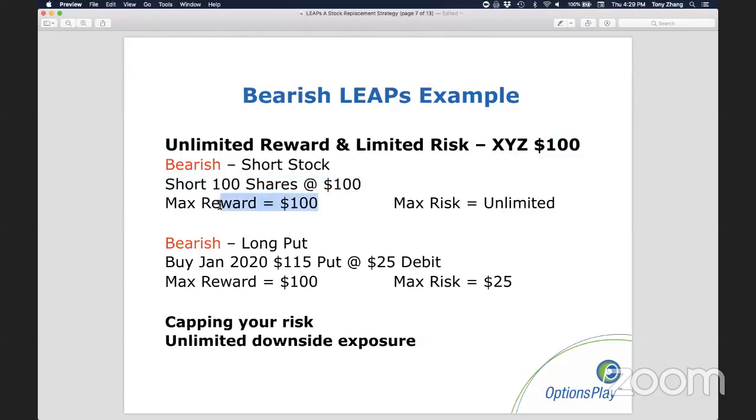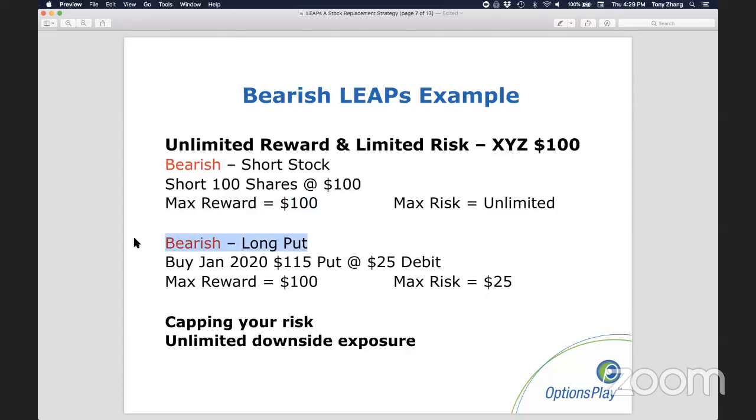Your max reward here is $100 because if the stock goes all the way to zero, you're going to realize all of that profit. You've collected $100, you pay zero to buy it back when it goes to zero. So your max reward is 100. However, when you're shorting a stock, your max risk is unlimited. This is really one of the reasons why we generally don't tell users to short stock, especially if you're bearish on a stock, simply because put options give you the same downside exposure, but with limited risk.